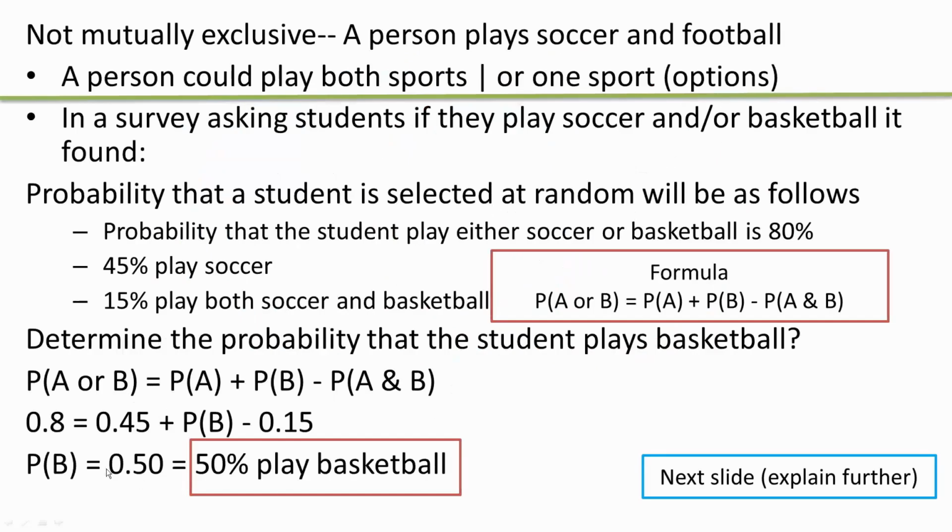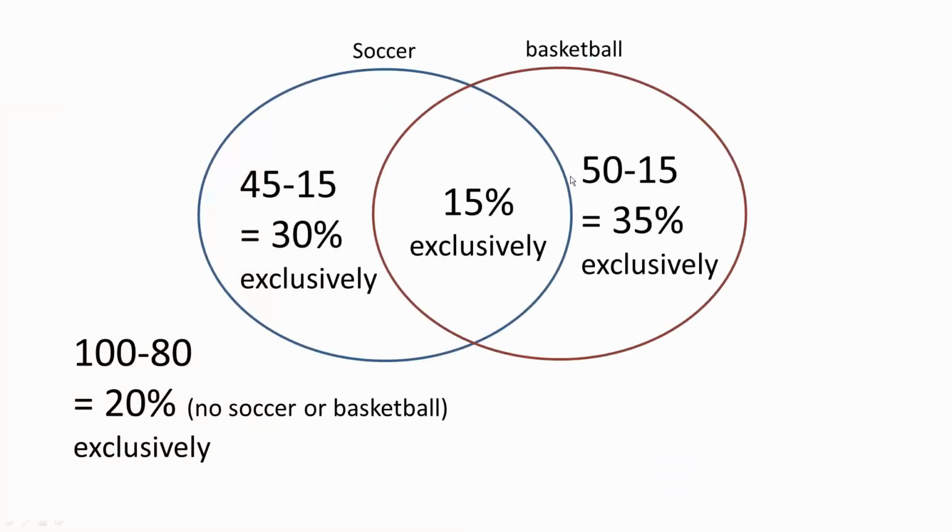And here we said it was 50%. We solved that basketball was 50%. Now we can apply this into our Venn diagram. If we say 50 minus 15, we get 35% exclusively for basketball.